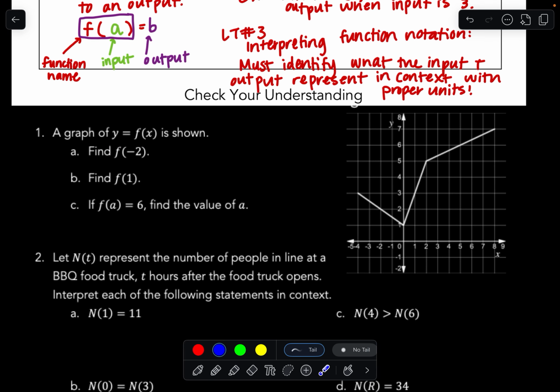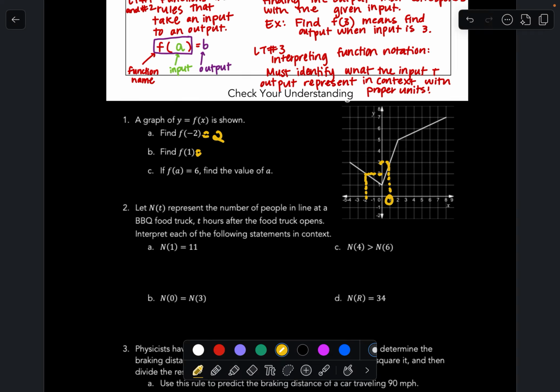So what we need to do is along the x, which is the input, we go to -2 and we go up and we see that the output is +2. So what that tells you is that this function equals 2. Again, we go to -2 and we go up and we see that the output is at y equals 2. Then it says find f evaluated at 1. So we go over here, we look for 1, we go up, and we see the output is equal to 3.